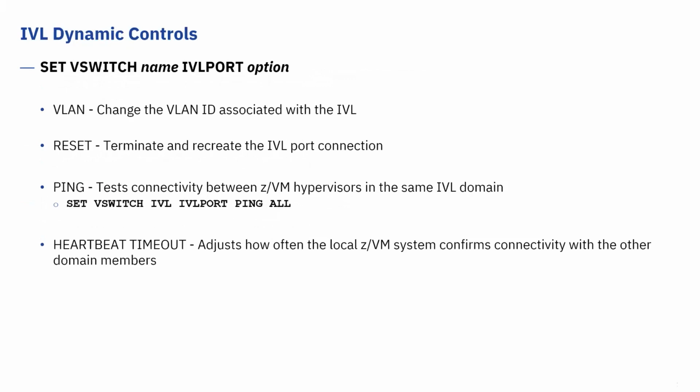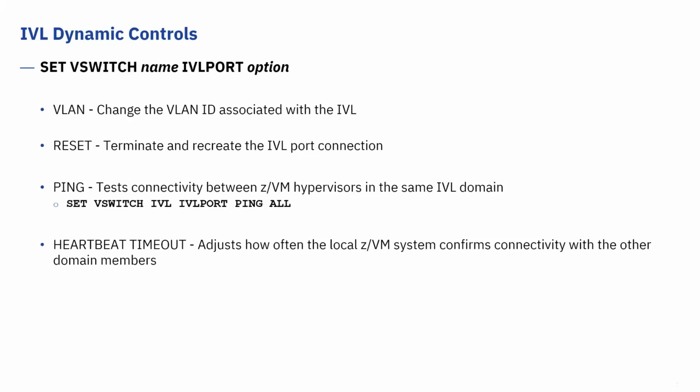So you've got a few options with the SET VSWITCH command for IVL. You can change the VLAN ID associated with it. You can terminate it and recreate the IVL port connections. The one I like is SET VSWITCH IVL PORT PING.